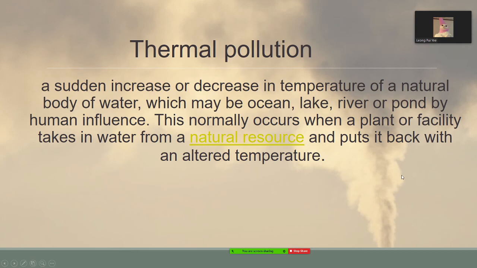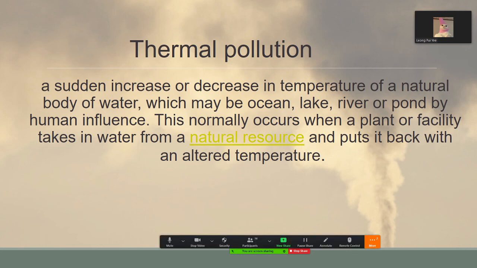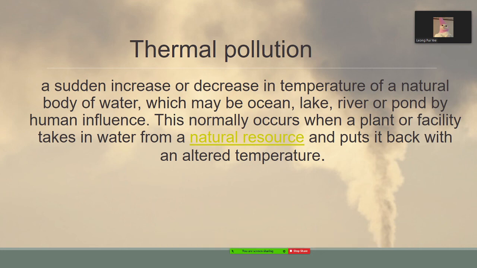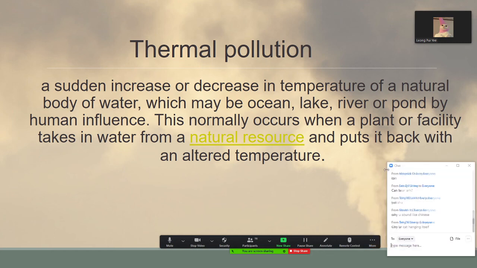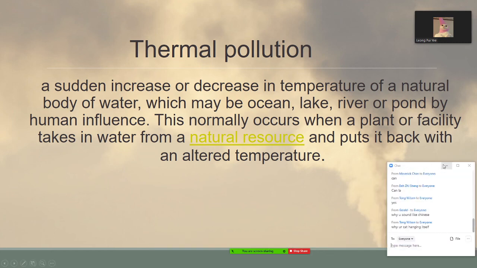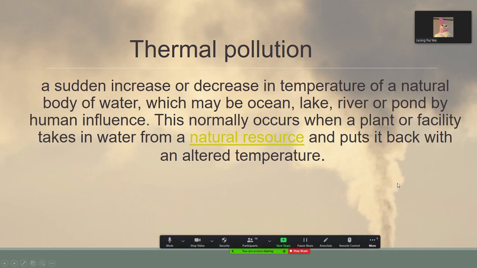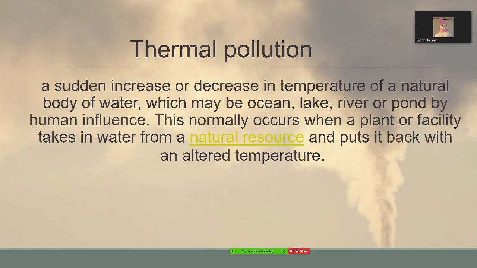Teacher, next slide. Thermal pollution is also a cause of global warming. Thermal pollution is a sudden increase or decrease in temperature of a natural body of water, which may be an ocean, lake, river, or pond, by human influence. This normally occurs when a plant or facility takes in water from a natural resource and puts it back with an altered temperature.